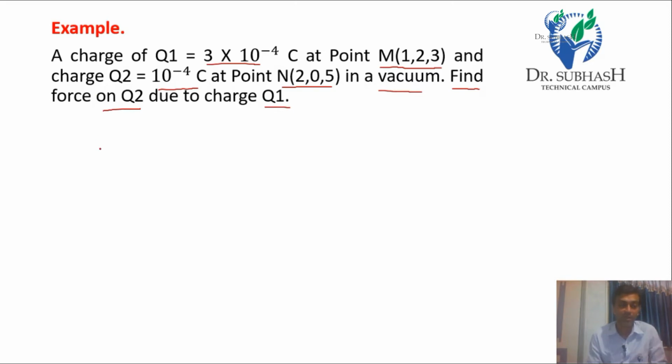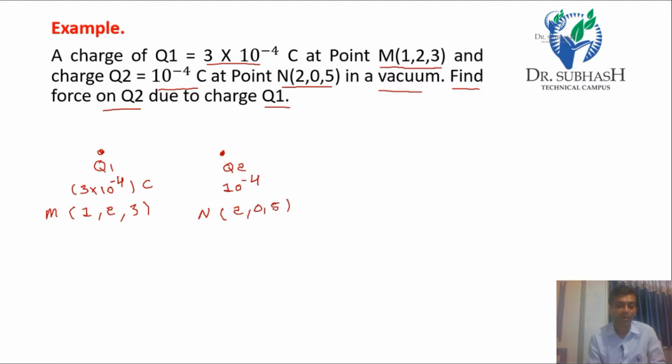Here we have the charge Q1, which is 3 cross 10 raised to minus 4 Coulomb at point M, which is (1, 2, 3), and the other charge is Q2, the charge of 10 raised to minus 4, located at point N (2, 0, 5). Both are positive charges, so the force here will be repulsive in this direction.